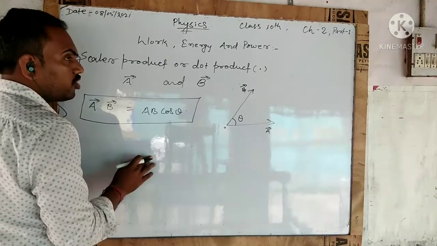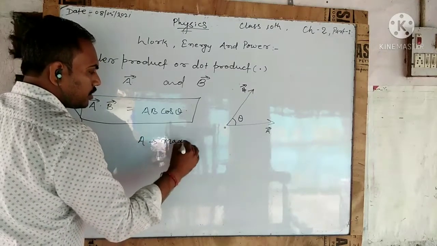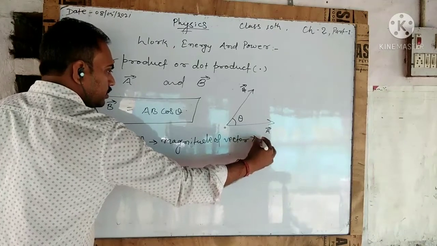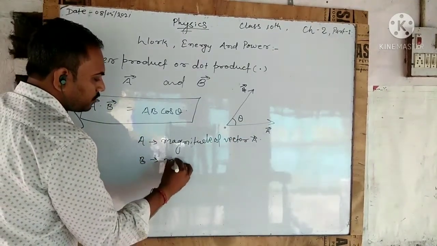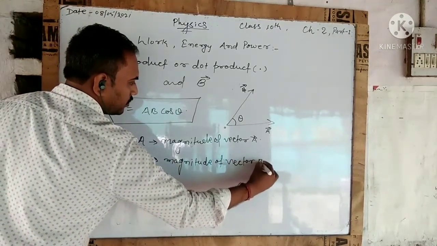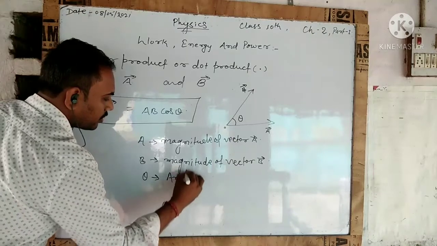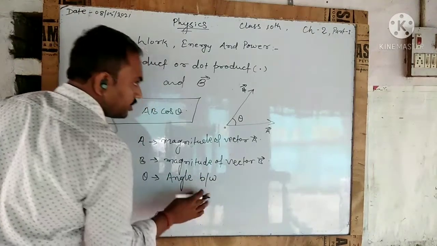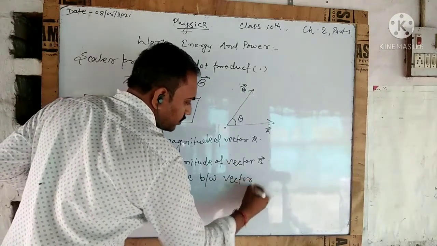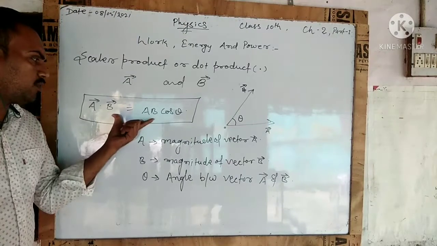What are A and B? A and B are the magnitudes of vector A and vector B. A is the magnitude of vector A, B is the magnitude of vector B, and theta is the angle between vector A and B. You have to remember this formula.